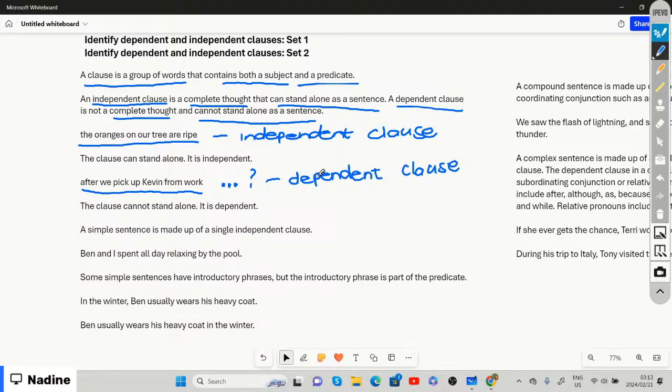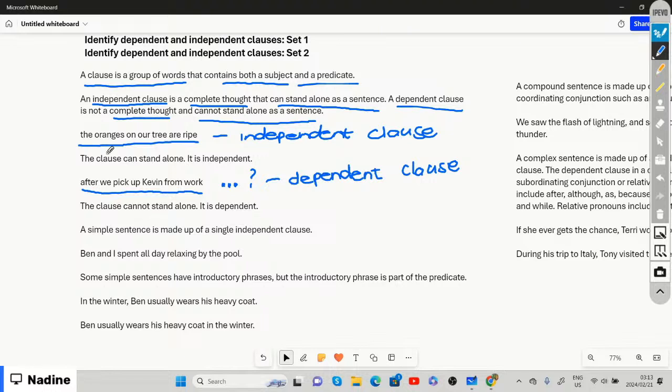And then we have a dependent clause, right? It does not have a complete thought, and it cannot stand alone as a sentence. It's either missing a subject or it's missing a verb. It's not a complete thought.